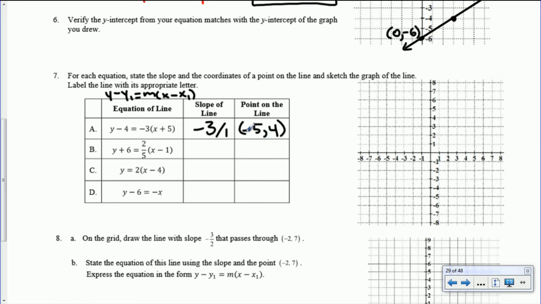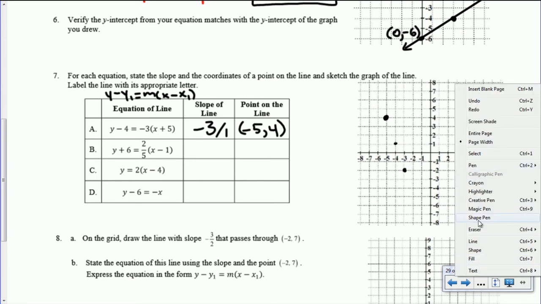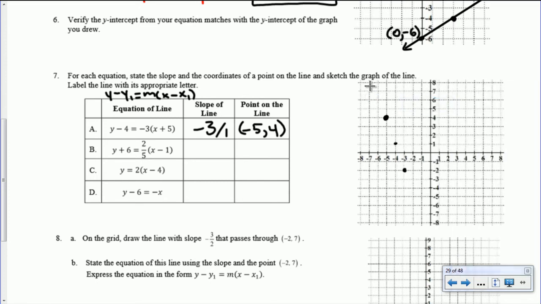So let's locate that point. (-5, 4) is there. And I need to draw from here a slope with value of -3/1. So the rise is -3, the run is 1, and then 1, 2, 3 over 1, and so on. So now I can draw a line here. Try to get that parallel. And just scooch that. Okay, that is line A.